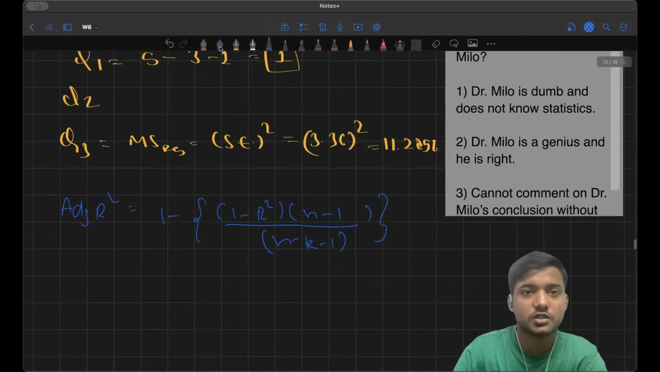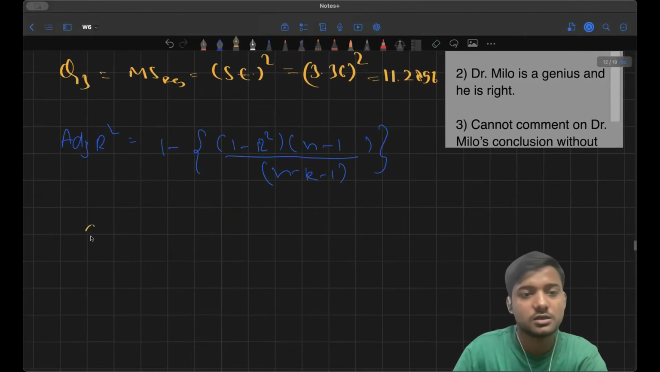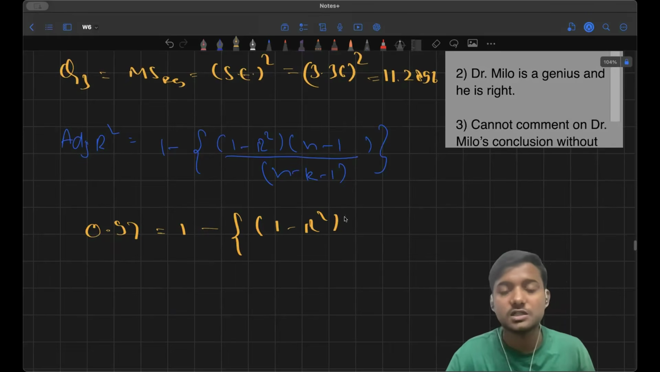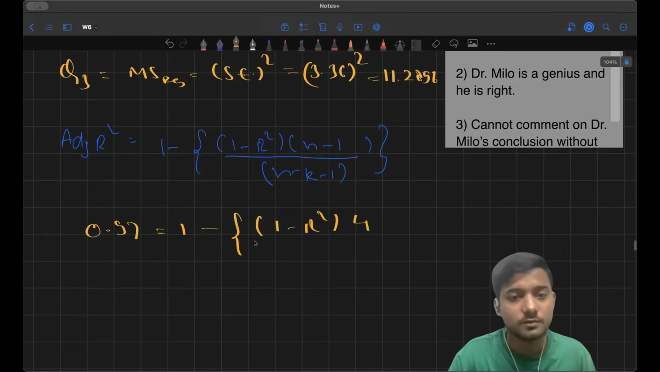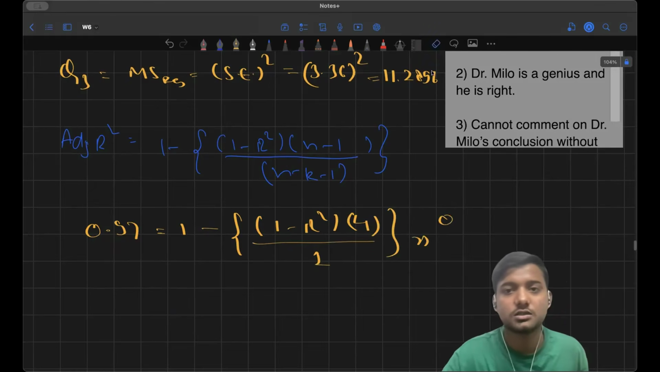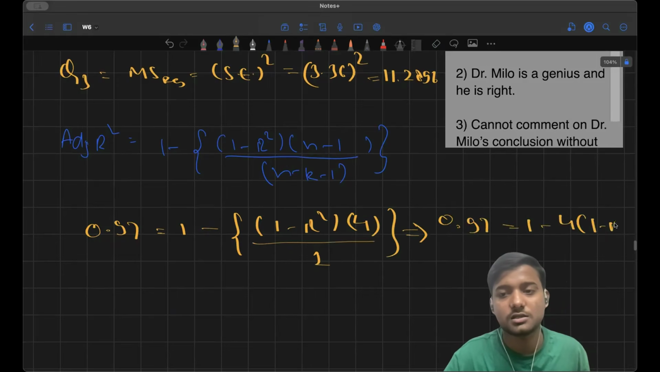We know adjusted R square is 0.97. So I will write this thing here. 0.97 is equal to 1 minus this again, 1 minus R square. Then what is n minus 1? N minus 1 is going to be 5 minus 1, which is 4. N minus k minus 1 is going to be 5 minus 3 minus 1, which is again 1. So we have this thing. Now we know 0.97 equals 1 minus, again, 4 times 1 minus R square.